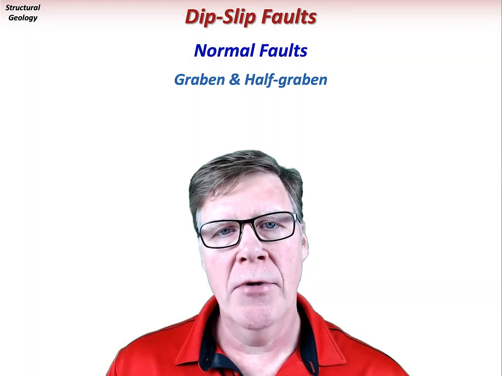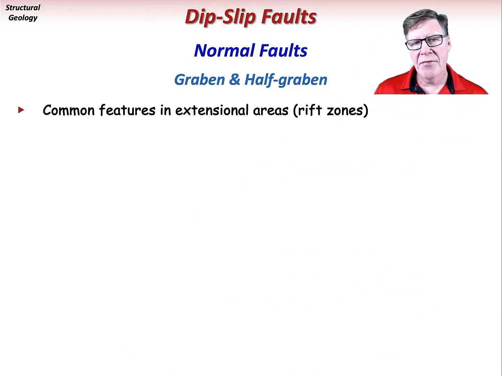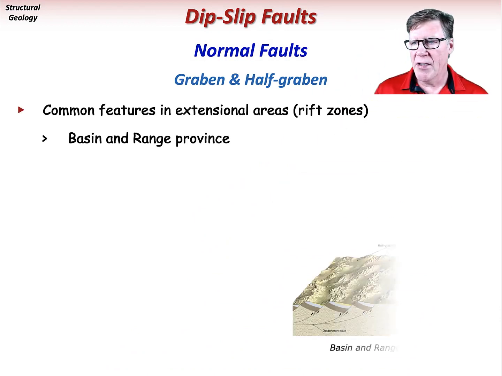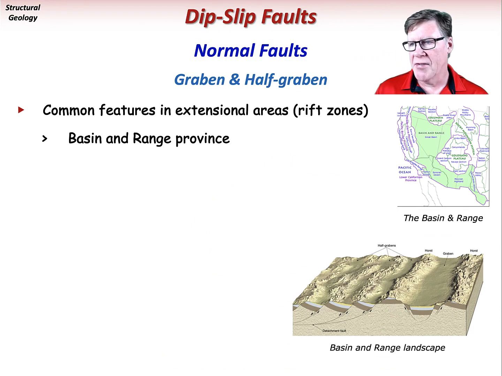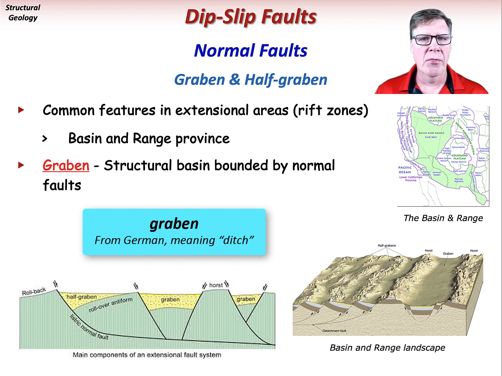Graben and half-graben are geologic structures common in extensional areas and rift zones. The Basin and Range province of the western United States and northern Mexico is a wide rift that includes many of these structures. A graben is what we call a structural basin, bounded by normal faults on either side. The word graben itself is German for ditch. So if you really want to play the part, you can pronounce it graben.